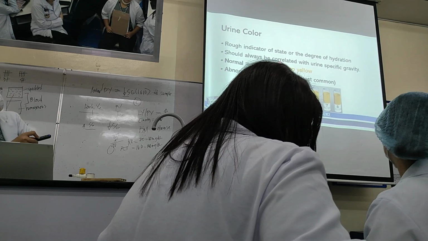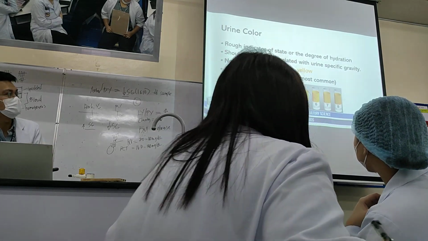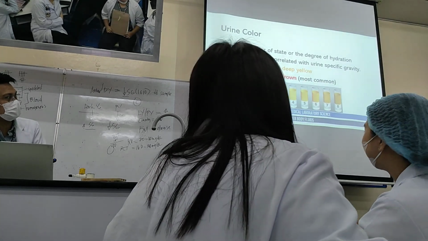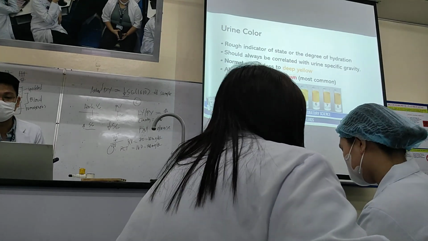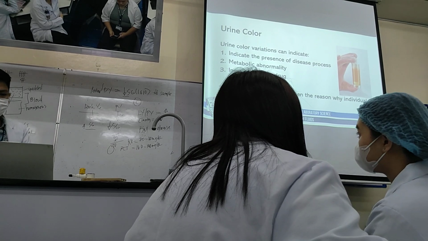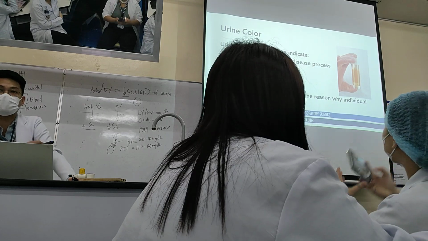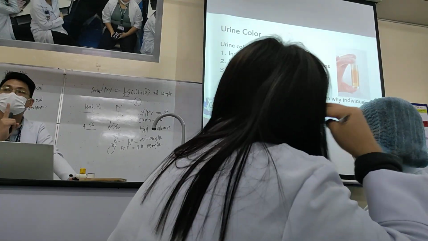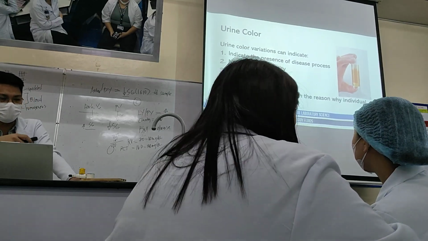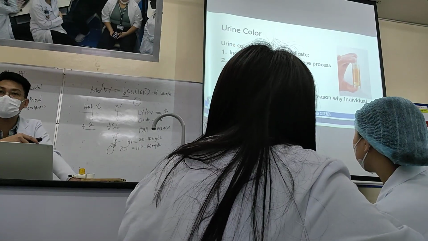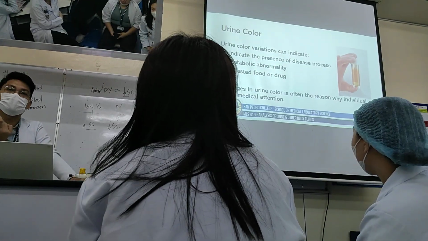Normal color is colorless to deep yellow because of the pigment urochrome. The most common abnormal color is red or red-brown. Later on, we will also discuss the different colors considered abnormal. Take note that urine color variations can indicate first, the presence of a disease process, like DM and DI, which are differentiated by color and clarity. Second, metabolic abnormality and ingested food or drug. Certain medications can contribute to urine color.